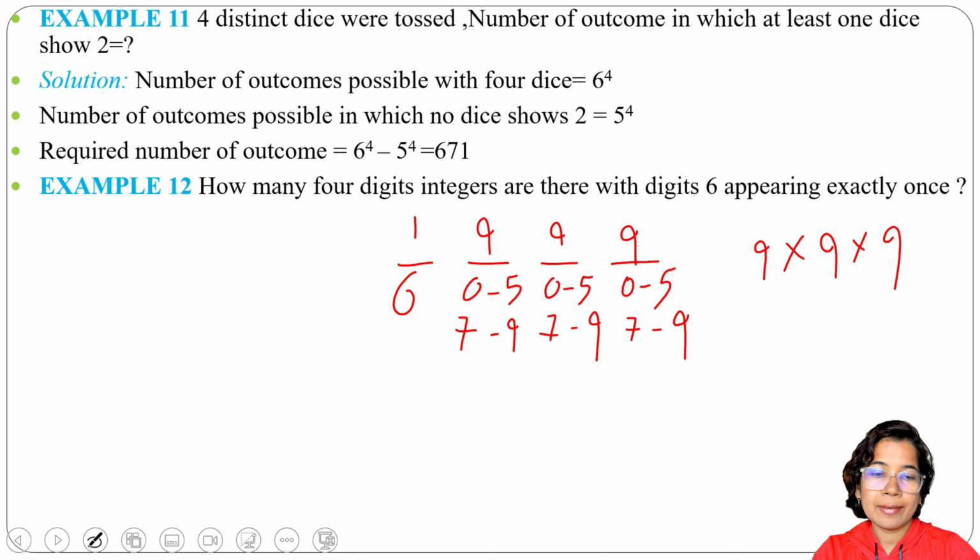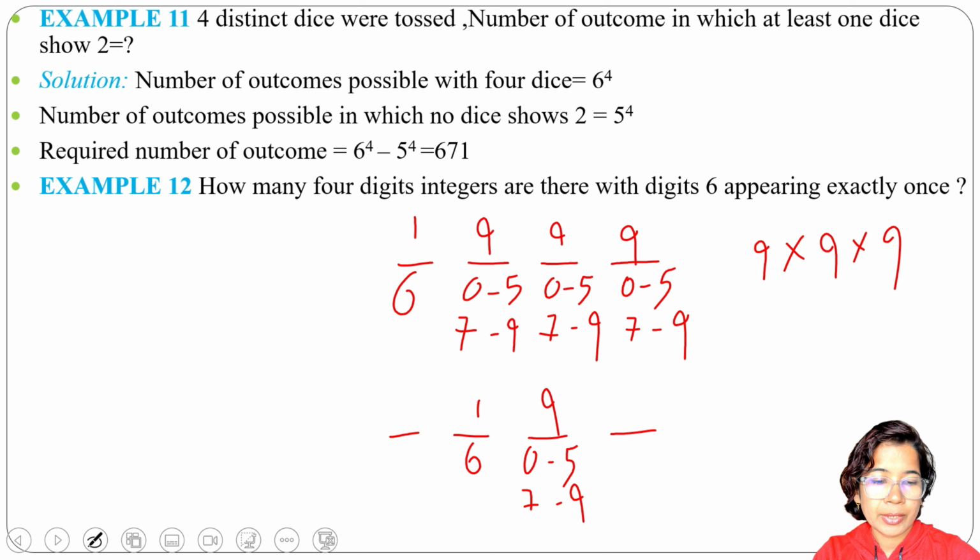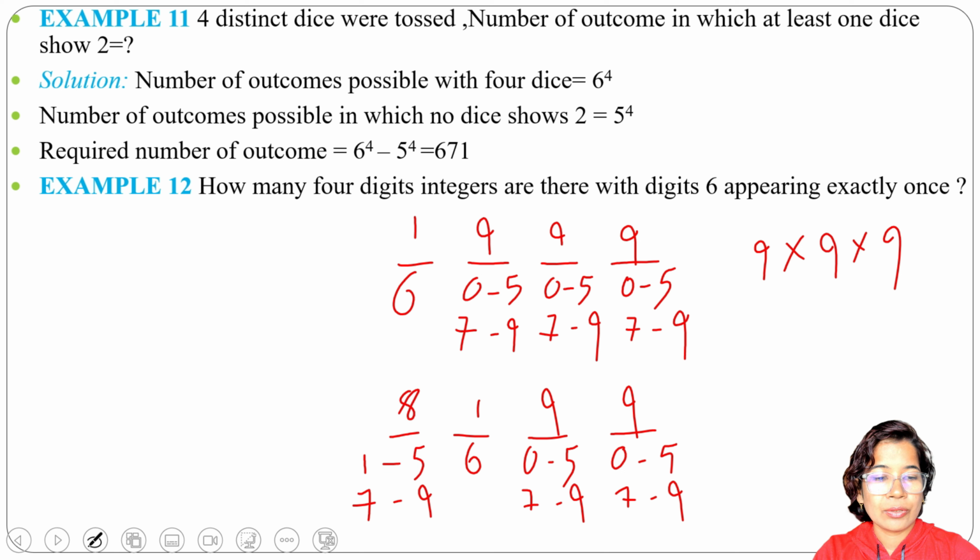Then case 2, if 6 appears in the second, third or fourth place. 6 appears here, so there is 1 possibility. Here 0 to 5, 7 to 9, 9 possibilities. Here 0 to 5, 7 to 9, so 9 possibilities. But in the first place there cannot be 0. If there is 0, then it will be 3 digits, and it is asking for 4 digits. So in the first place it can be 1 to 5, 7 to 9. So there are 8 possibilities. So the number of numbers possible with 6 at the second place is 8 multiplied by 9 multiplied by 9.